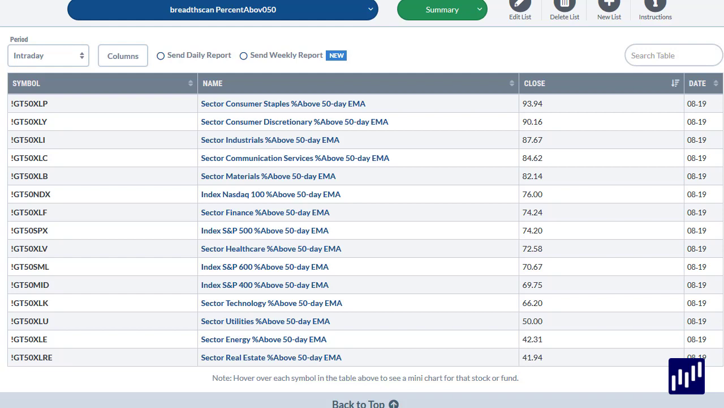But looking at this percentage above the 50-day EMA, we can see how many stocks are, say, in short to medium-term uptrends if they're above the 50-day EMA. And you just click that top column here, the close, to sort by that. And we can see that consumer staples are at the top, consumer discretionary is at the top. It's weird to see both of those at the top because they should be diametrically opposed, but that's the way it is. Industrials are at the top, 87%, communication services.